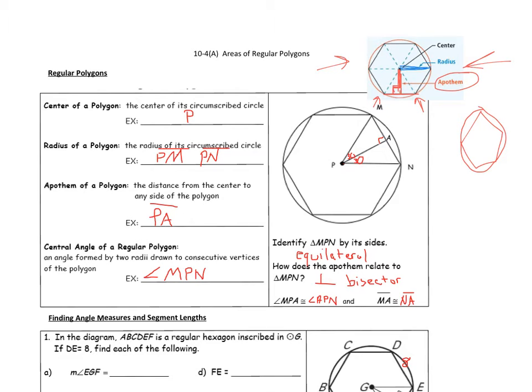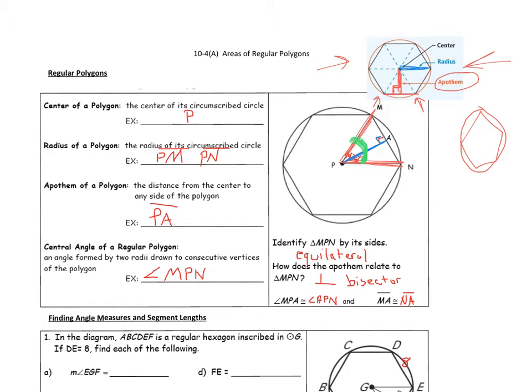So if we look at this first example here, I've kind of filled it in for you. The center of this particular polygon, we would just call that P. The radius of this polygon would be either PM or PN, or you call that MP or NP. The apothem of this polygon goes from P straight across at a right angle, and we would call that PA or AP. And so then we're left with this angle here, this entire green angle, and that entire green angle is the central angle of the regular polygon.